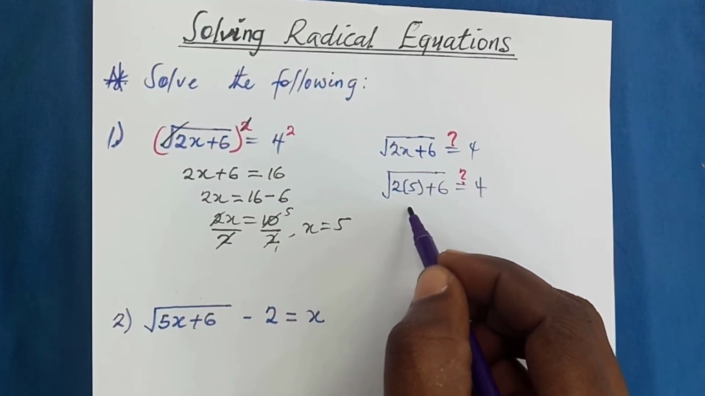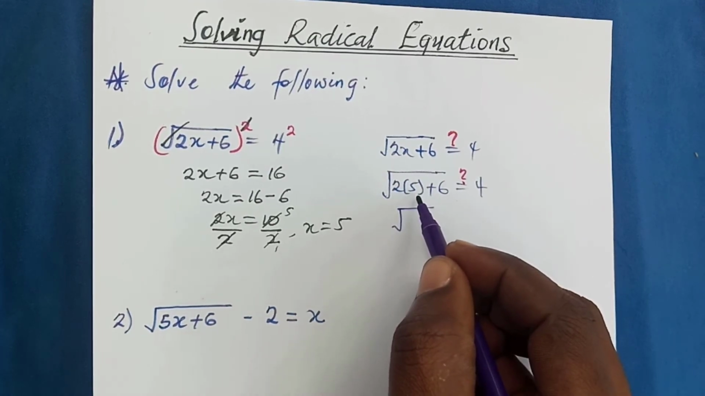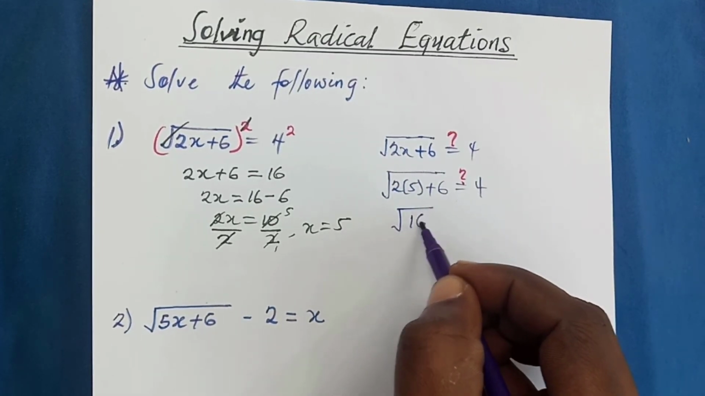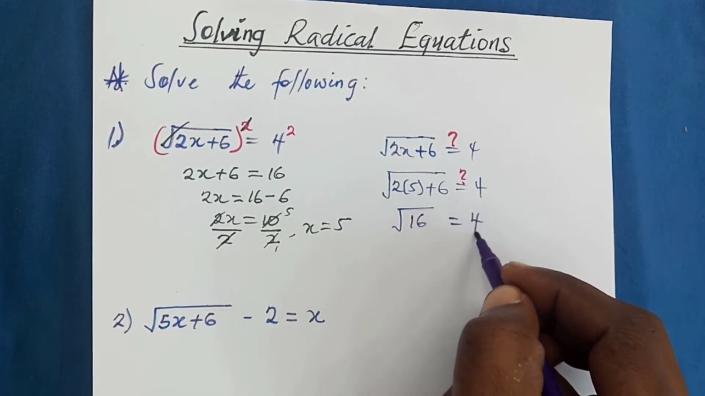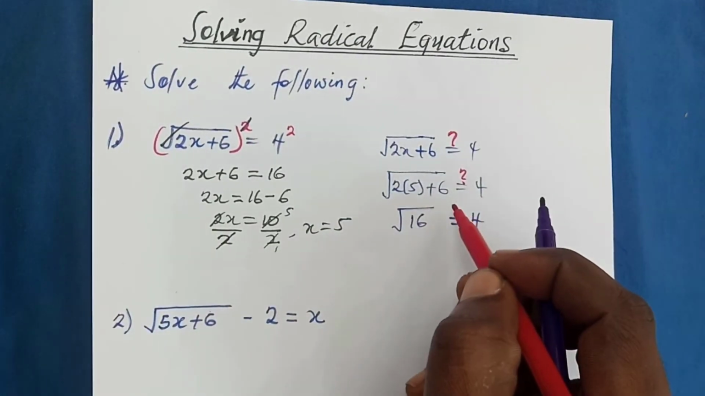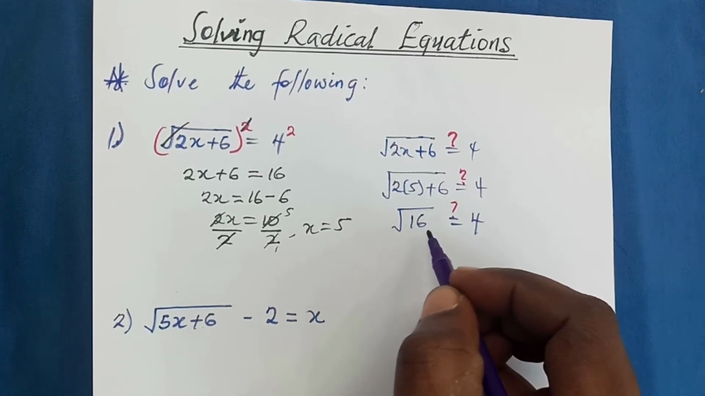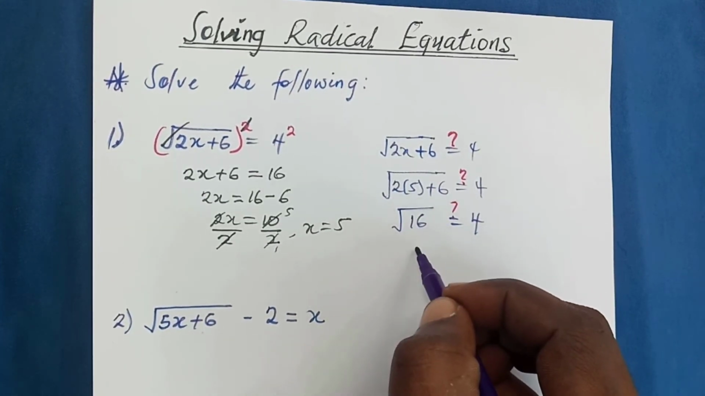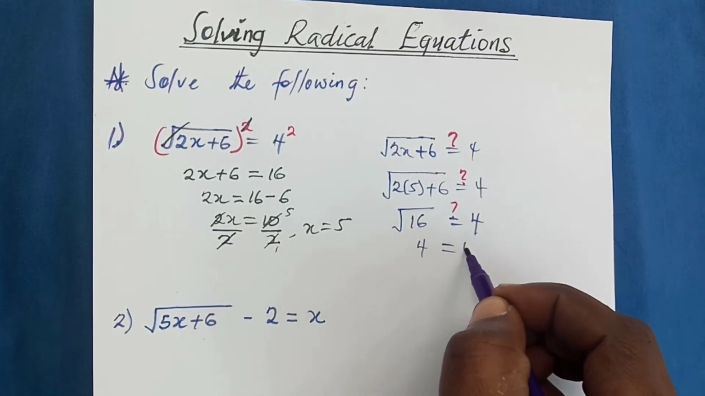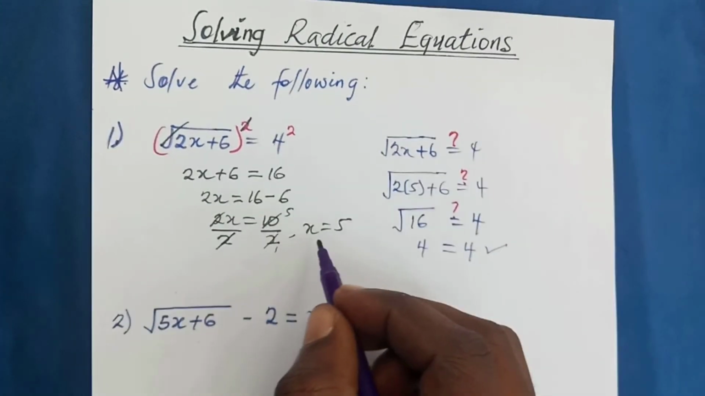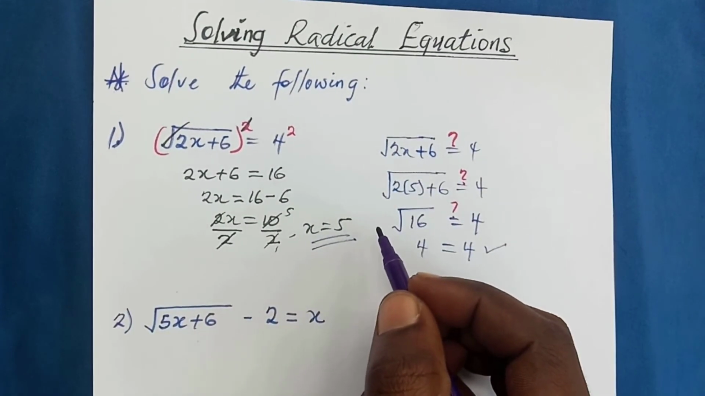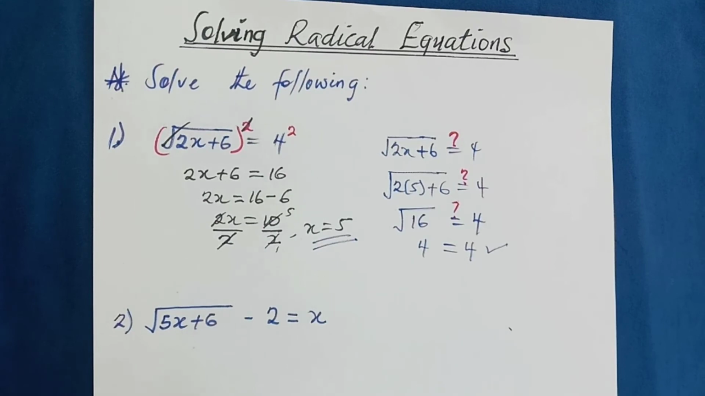So we have the square root of 2 times 5, which is 10, plus 6 is 16. Would this be equal to 4? 16 is a squared number, and so the square root of 16 is the same as 4, which is equal to 4. Therefore the value of x is 5.